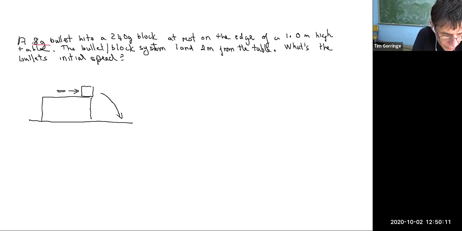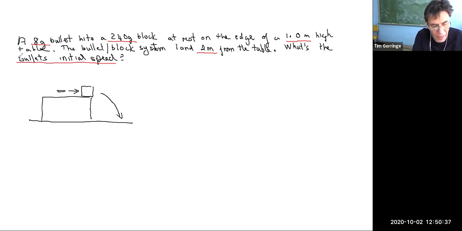We're told the bullet's mass, 8 grams. The block's mass, 240 grams. The height of the table, 1 meter. The distance horizontally the block lands from the table, 2 meters. And we're asked the bullet's initial speed.